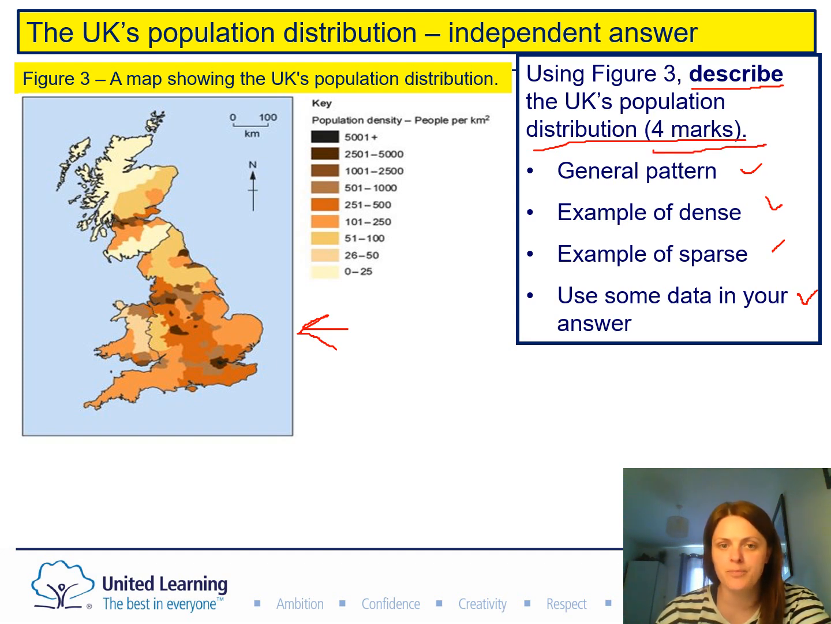What I want you to do is use the key for your data. Okay, so you can use the amounts here that represent the colours on the map, and that shows you people per square kilometre. Can you name any of the places on the map? So I can see here, right down the bottom here, which is the darkest area, I think it's about up the top one here, or maybe this one, 2,501.